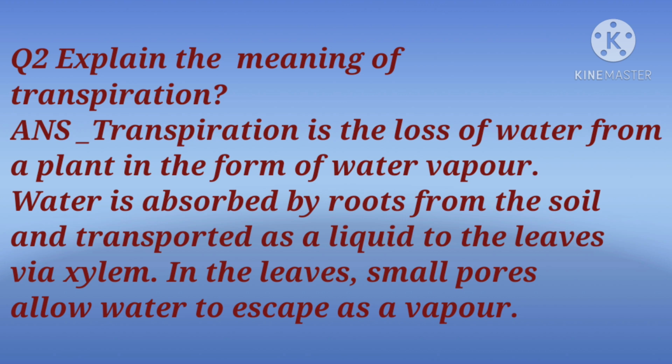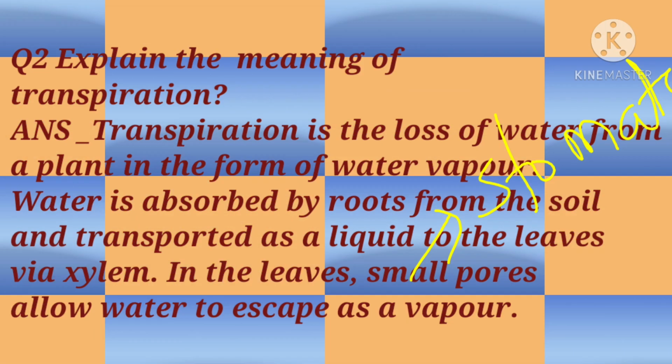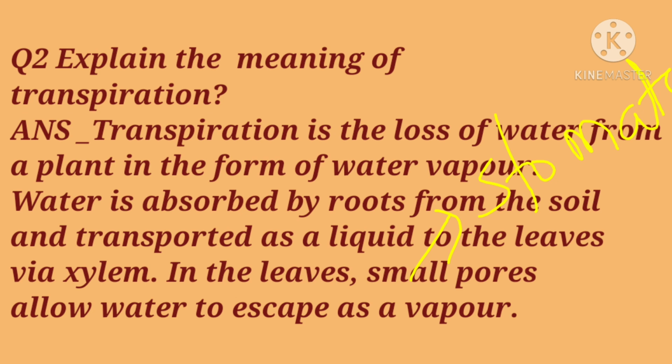Now the next question number 2: explain the meaning of transpiration. Transpiration is the loss of water from a plant in the form of water vapor, and actually this happens from the small pores that are present on the lower surface of the leaves. Water is absorbed by roots from the soil and transported as a liquid to the leaves via xylem, that is a type of vascular tissue.